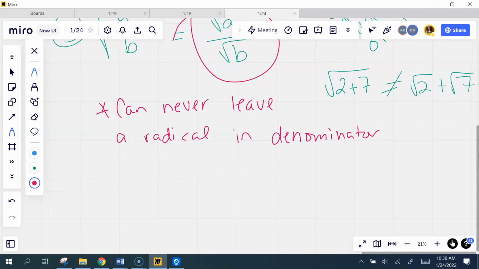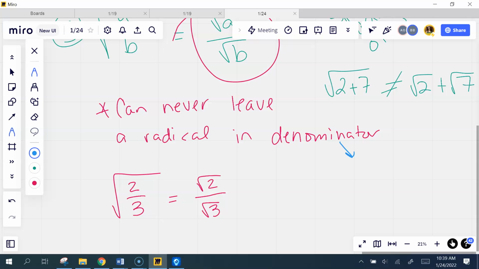What that means, if I have the square root of 2/3, that is the same thing as the square root of 2 over the square root of 3. Do you agree? Okay. I can't have that square root of 3 down there. So do you remember what you have to do? Does anybody remember how to rationalize that?